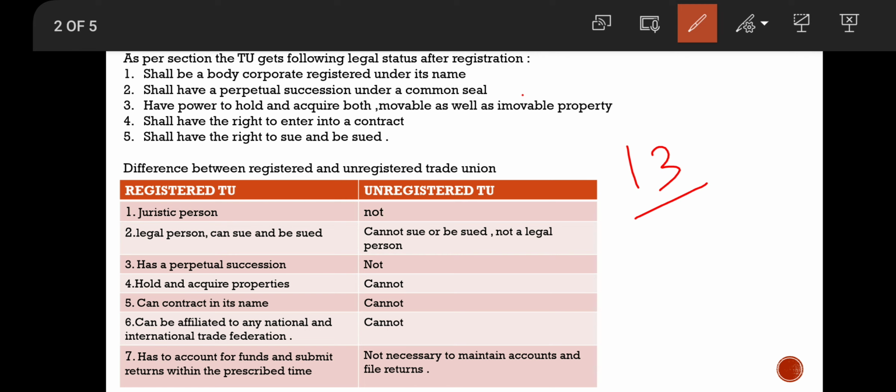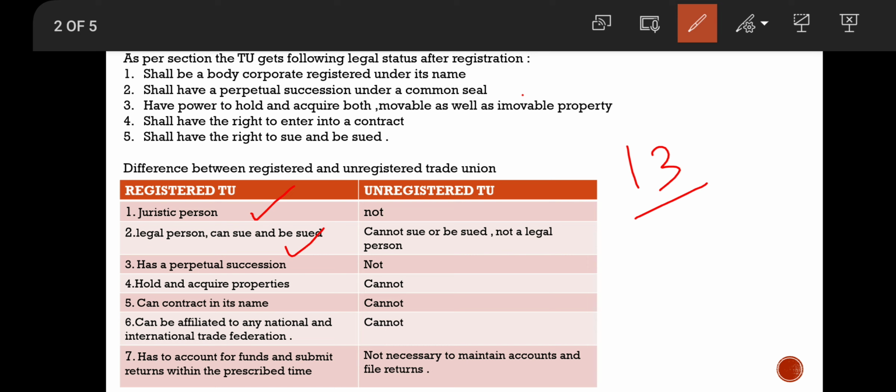So a registered trade union, as you can see in the notes, is a juristic person. As per section 13, when a trade union is registered, it gets a legal status. So it is regarded as a juristic person, and an unregistered trade union is not. It cannot be considered a juristic person because it is not registered. And the next one is, it is a legal person and it can sue and be sued.